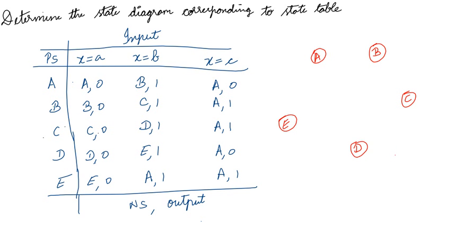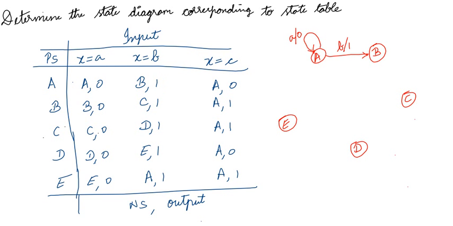When the present state is A and the input is small a, we go to the same state A with the output 0. So what I am doing here is, when the input is a, the output is 0. Now we are in the present state A. When the input is b, to which state are we going? We are going to the B state. What is the output? The output is 1. So this is your output.